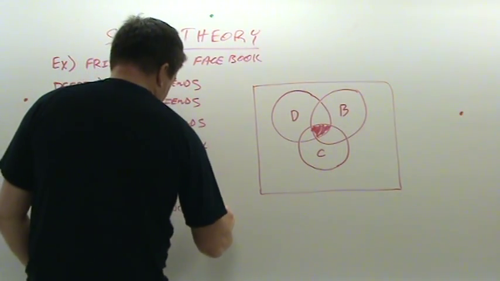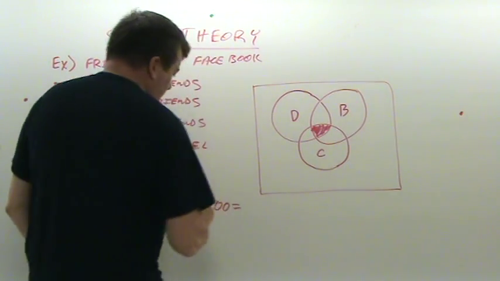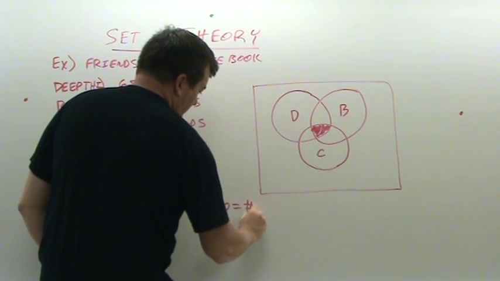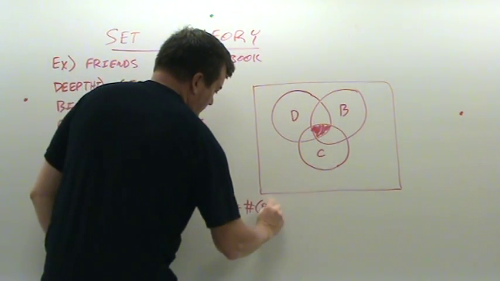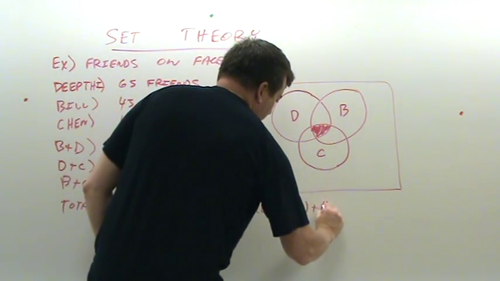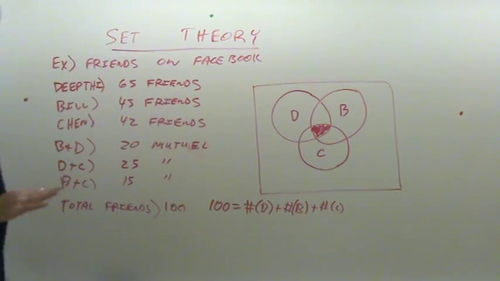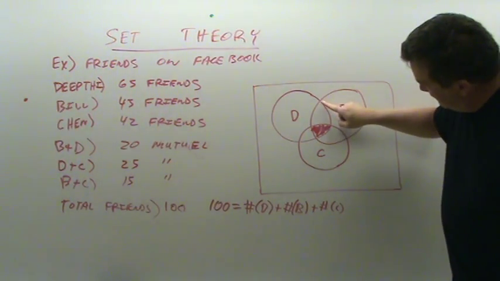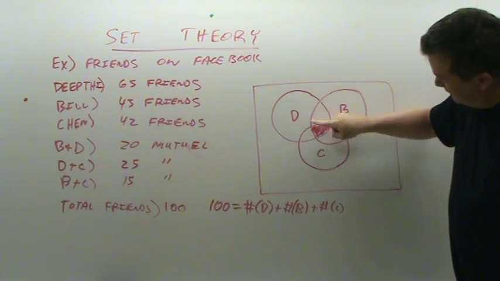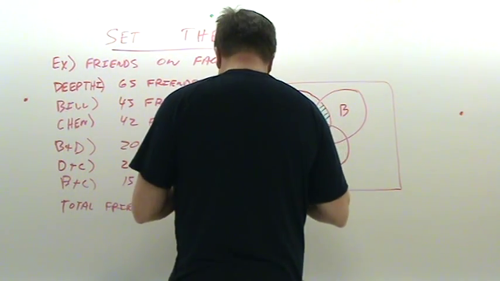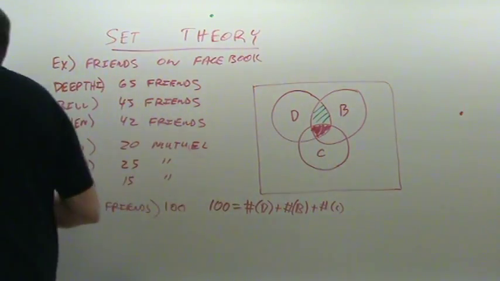So we can set up an equation. 100 equals, suppose we just said, I'm going to use the number sign for the number of members of D, plus the number of members of B, plus the number of members of C. Is that right? No, we need to subtract something. The reason this is not right is because we've counted all the people. Let me color these. Color that one green.